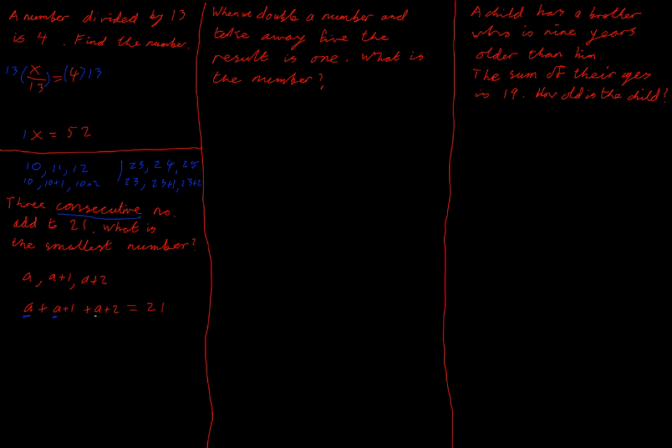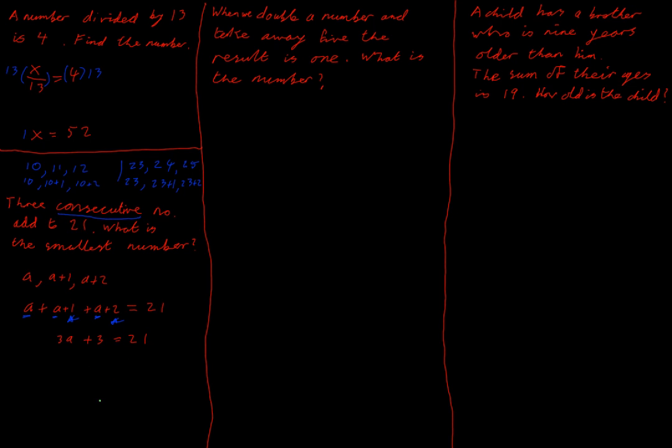We have a, and we have a plus 1 and a plus 2. So let's tidy up our equation. So we have a plus a plus a is 3a's. We have 3a's in total. And 1 plus 2 is 3, is equal to 21.